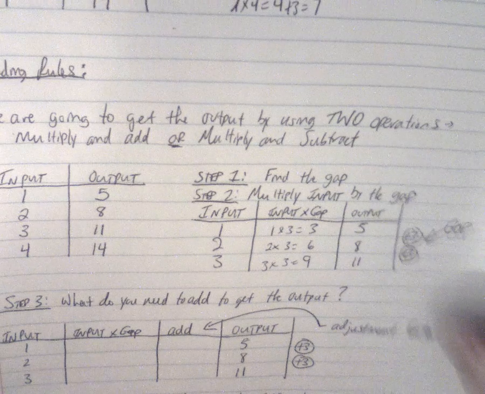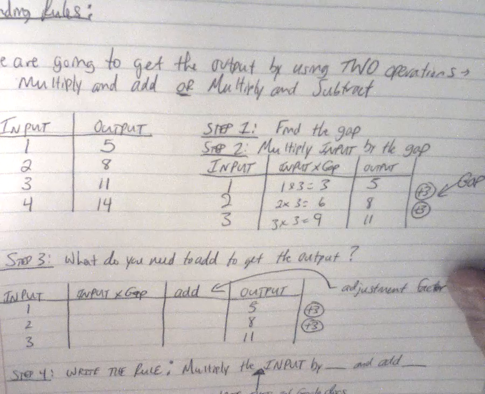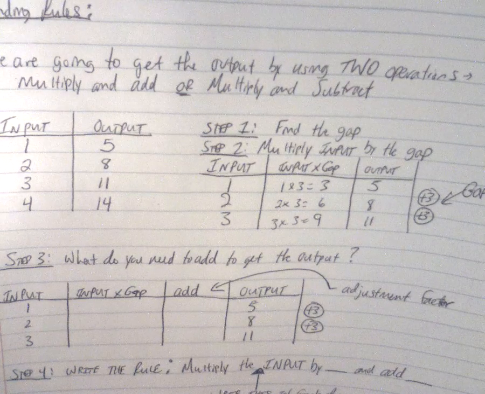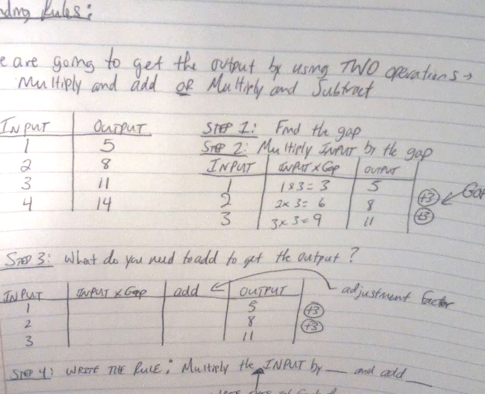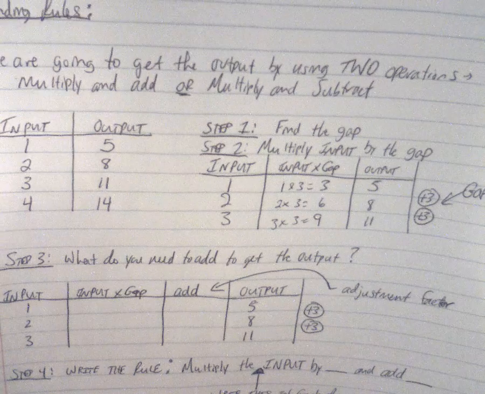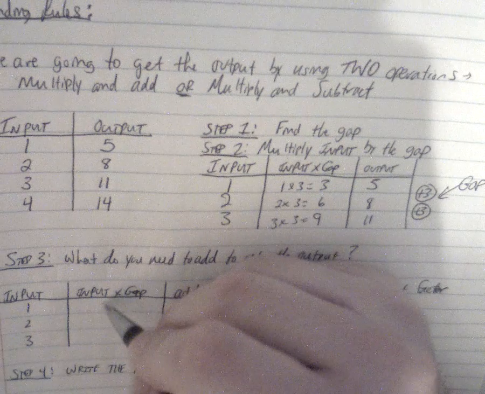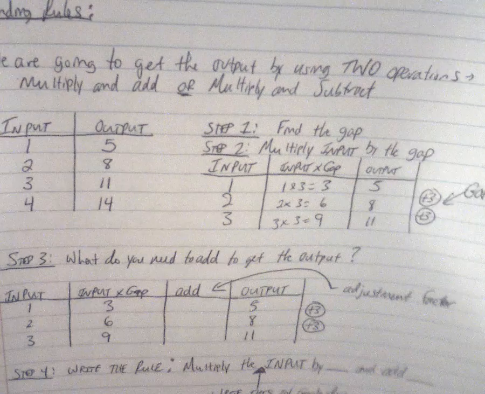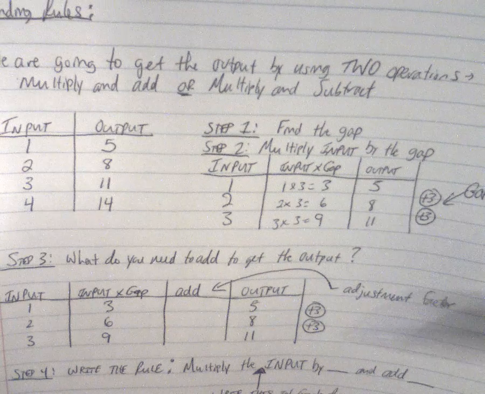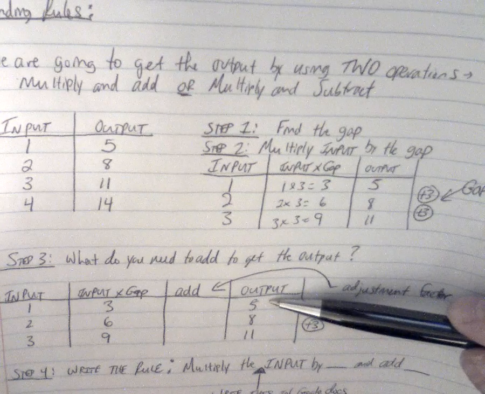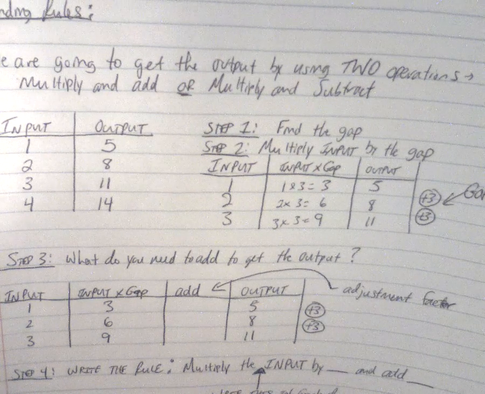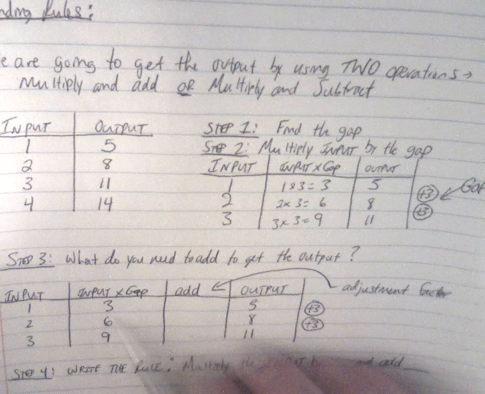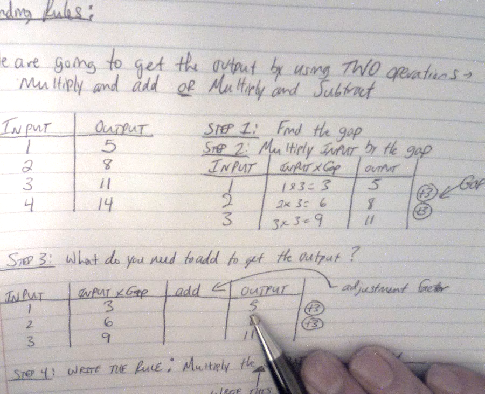Okay? Because in step number 3, what it asks is what do you need to add to get the output? Now what we are going to add is something called an adjustment factor. Okay, an adjustment factor. So the input times the gap, I got 3, 6, and 9. What am I going to add to get the output? What is my adjustment factor going to be? Well, I know I have 3. I need to get to 5. What am I going to add?